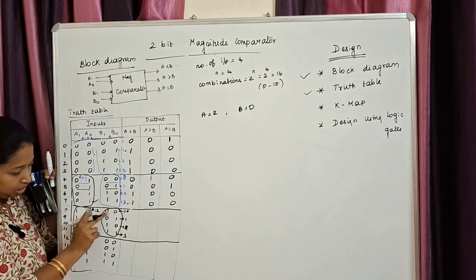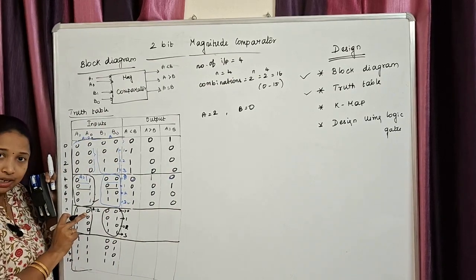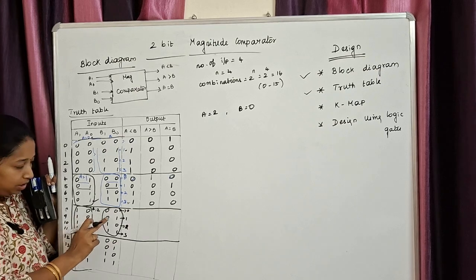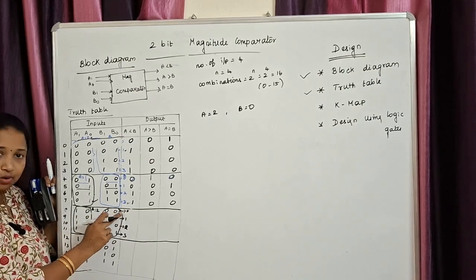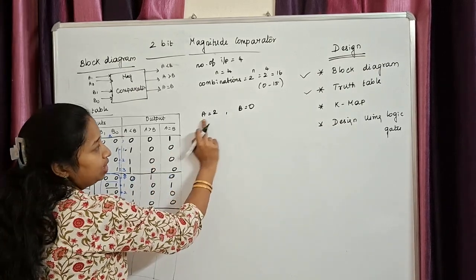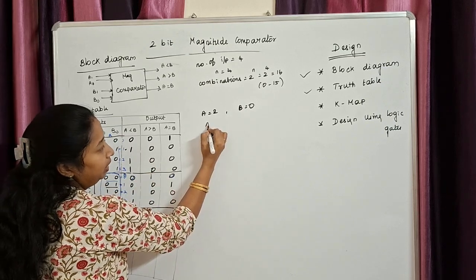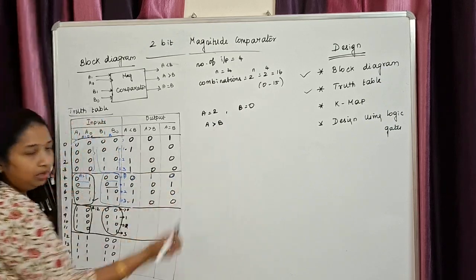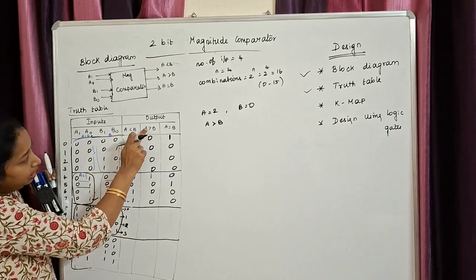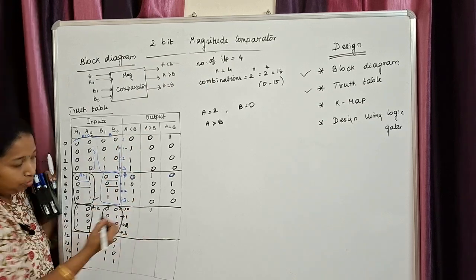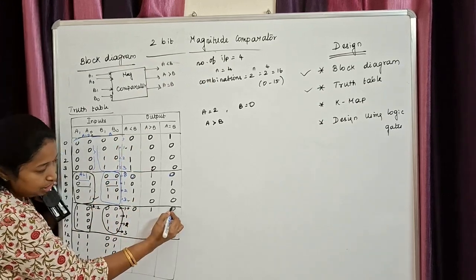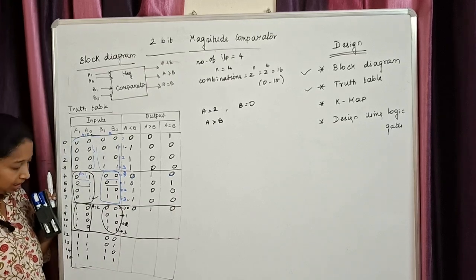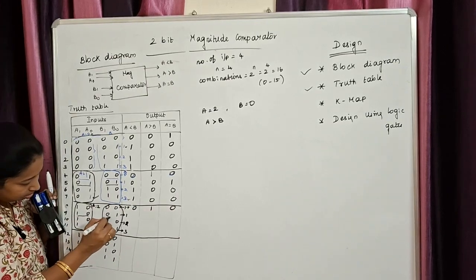For the first combination, I am taking here 1, 0, equivalent decimal for 1 and 0 is 2. Here, the equivalent decimal for 0 and 0 is 0. So, it means A is equal to 2 and B is equal to 0. What does it mean in terms of A? A is greater than B. Right? So, wherever A is greater than B, here you have to put 1. And for the other conditions, you will mention 0.